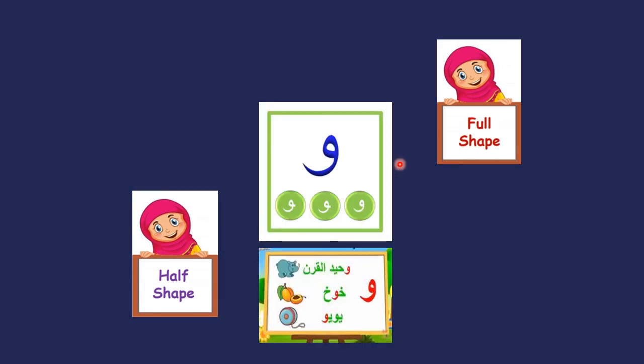Here comes the letter Waw. The full shape of Waw is this, and as you know, Waw has no specific half shape. It just comes in the word as it is. These are all the half shapes. You can see it just looks like the full shape of Waw. And when it comes in the words, this is the starting shape, this is the middle shape, and this is the end shape. And the sound is Waw.